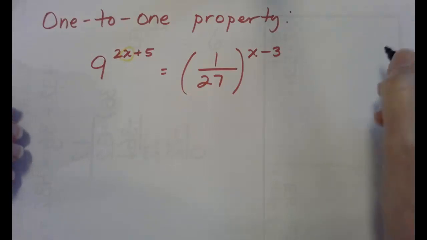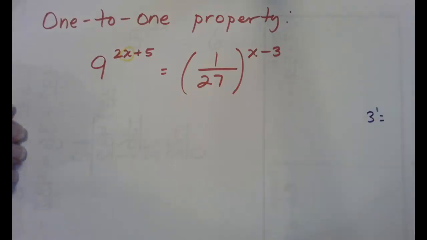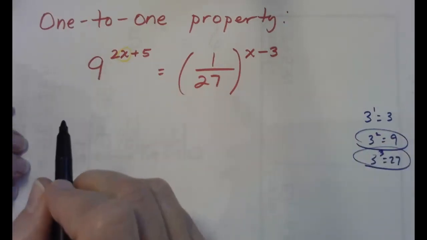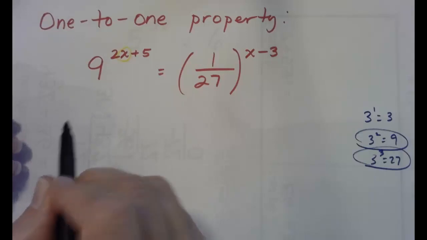3. Your powers of 3, 3 to the first is 3. 3 squared is 9. 3 to the third is 27. We need that one. And then we also need the 3 squared. So we're going to do a direct substitution here.